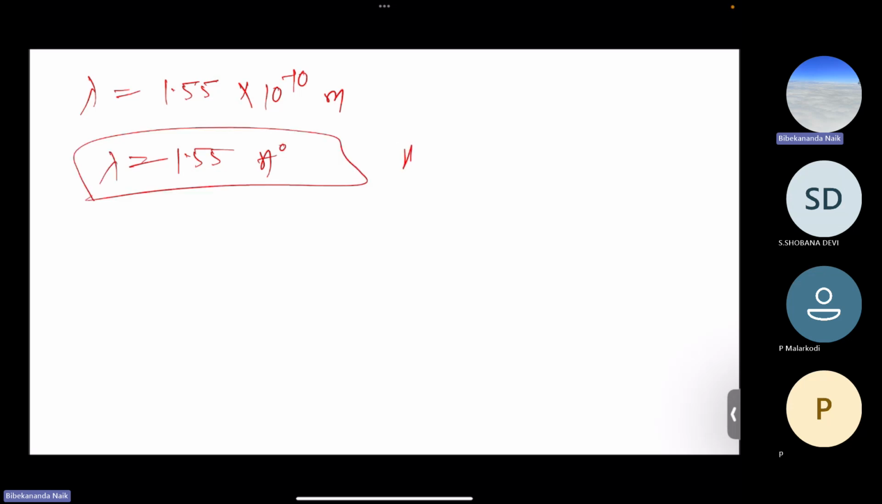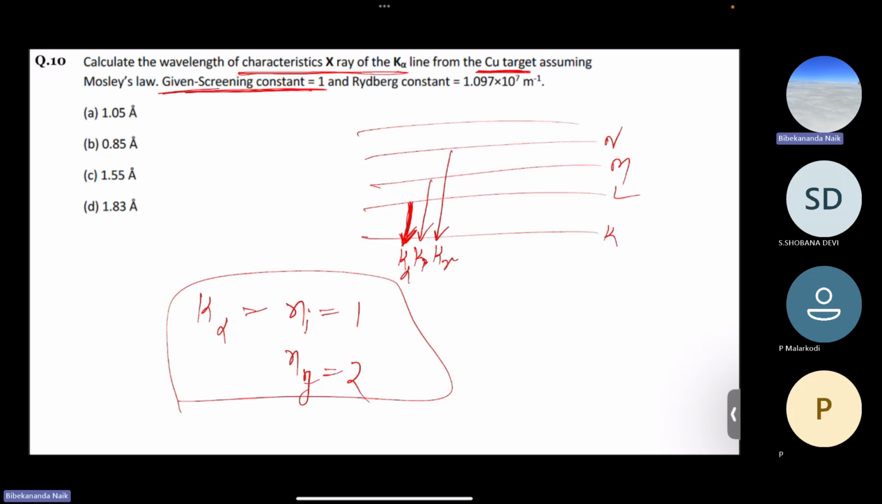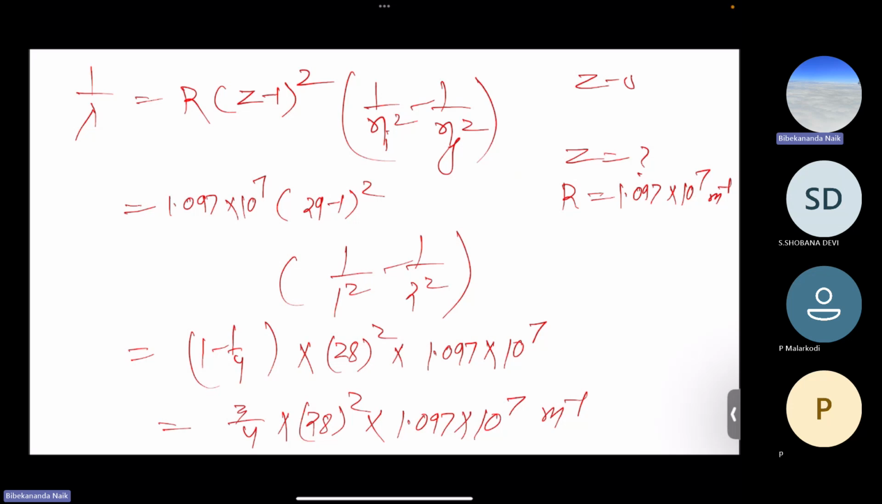Calculate it. Then lambda will be 1.55 into 10 to the power minus 10 meter or 1.55 Angstrom. Is this clear to everyone? Yes, sir. Okay, so due to the presence of other electrons, the screening constant was 1, because it is mentioned here. In general, the expression is Z minus sigma whole square. Here sigma was 1, that is the screening constant. And the correct answer is 1.55 Angstrom.